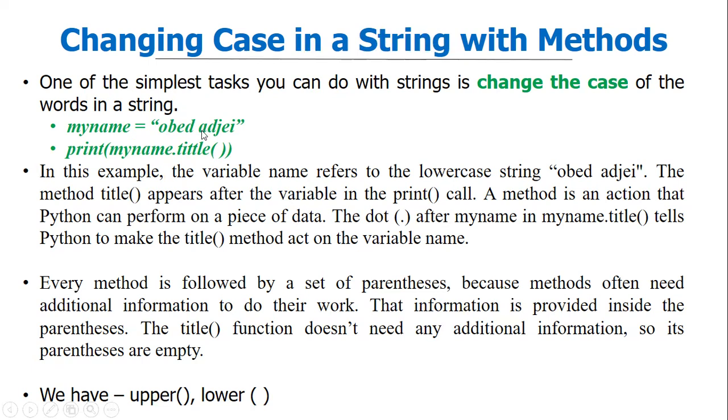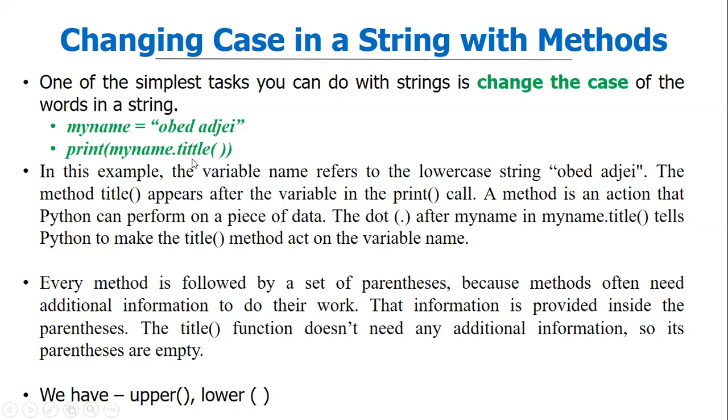But there is a method called over here, which we will move deeper into in our subsequent tutorials. So this is just a basic one. We'll talk more about methods, but actually we want to achieve the changing of the case. That's why we are introducing methods over here. The method over here is known as what? Title. So we have title and we have parentheses. The method title appears after the variable in the print call.